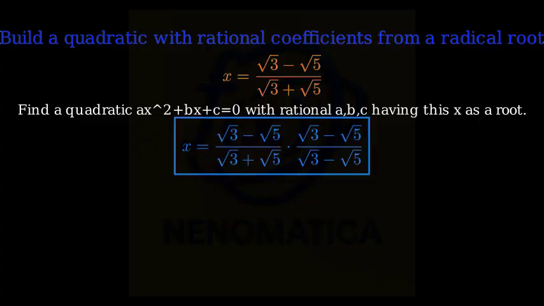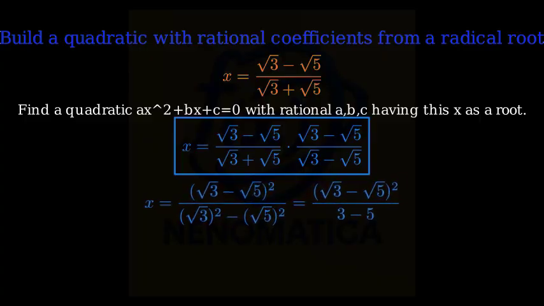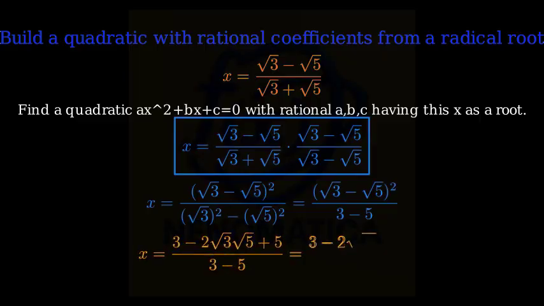Expand the numerator using the square of a binomial. a minus b squared equals a squared minus 2ab plus b squared. Combine 3 and 5 to get 8, then divide each term by -2. Great! Now isolate the radical by adding 4 to both sides.